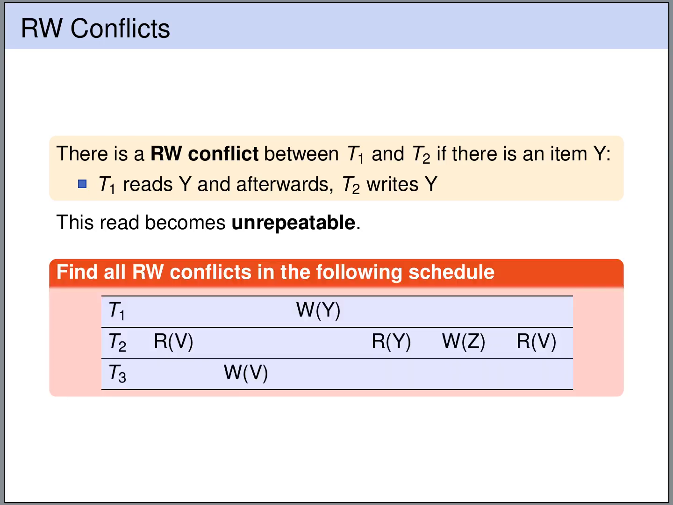Let's find all the read-write conflicts in the given schedule. Here we have a read of database object v, and afterwards we have a write of database object v by another transaction. So we already have one read-write conflict. Let's look whether there are more. For this read, there is no more write of another transaction, and these actions are not followed by any other actions from the other transactions. So there are no more read-write conflicts.